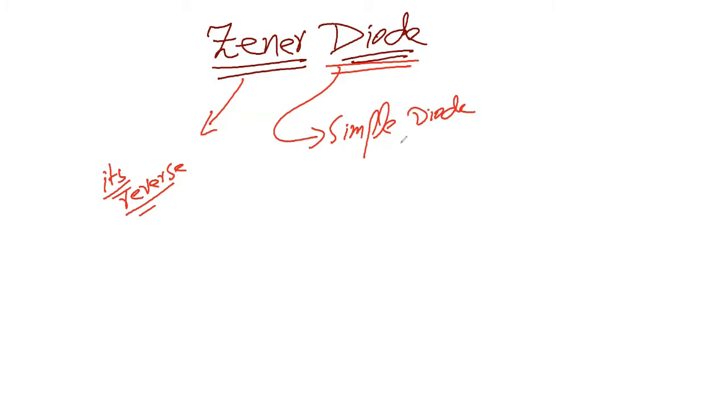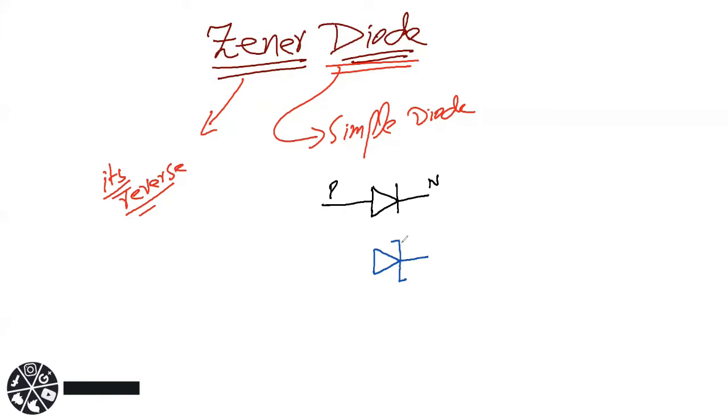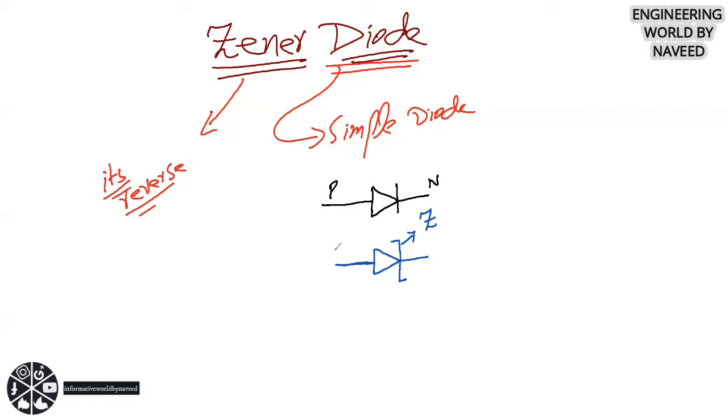Normally the simple diode is represented by this symbol. This is the symbol of a normal, simple diode. This will be the P side and this will be the N side of a simple diode. But the Zener diode is represented by this symbol. You will not represent it as a straight line, you will represent it as a Z. Z for Zener. So this will be the P side, and this will be the N side.